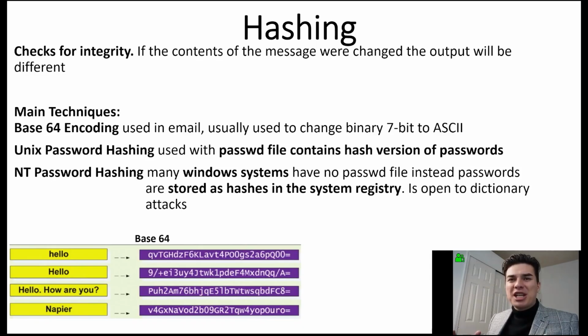Hashing checks for integrity, and if any of the contents were changed, then the output is going to be completely different, even for the most microscopic thing like a space or one letter.